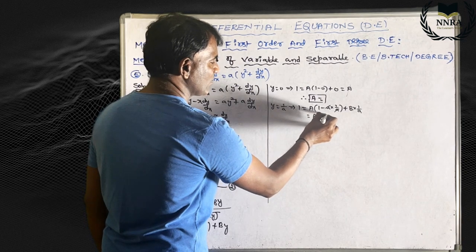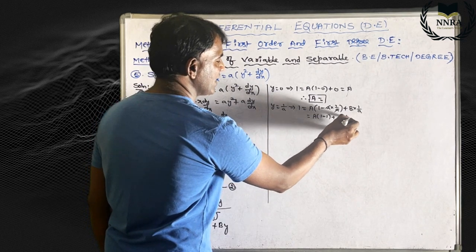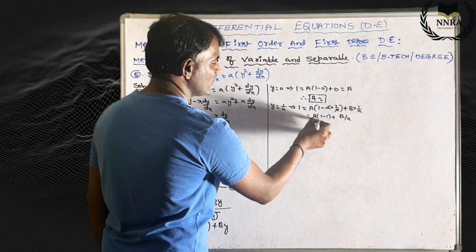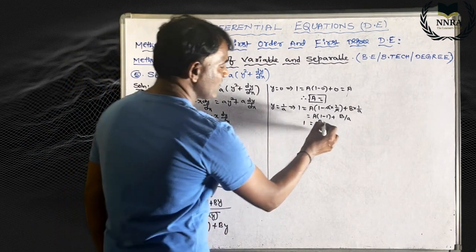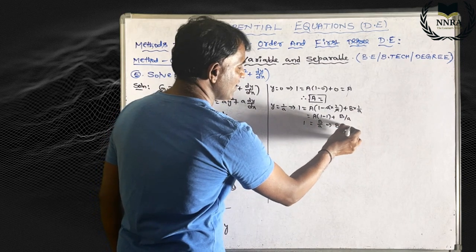A into 1 minus 1 plus b by a. So here it is 0. Then we get b by a. Already LHS value is 1. Now what is the value of b? 1 into a equal to a.